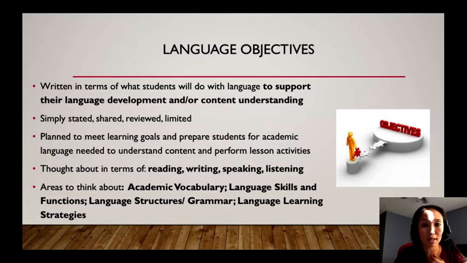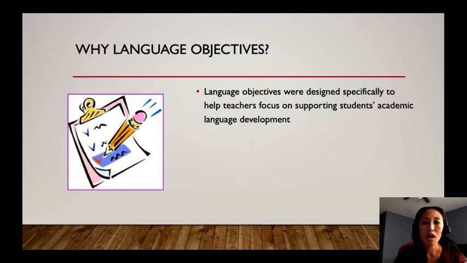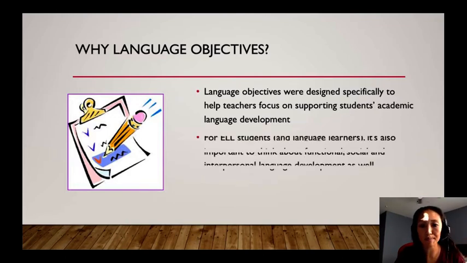academic language forms. Why are language objectives even important to consider? I know that you've probably covered content objectives in your various other courses, but why would we consider language objectives? Well, language objectives were designed specifically to help teachers focus on supporting students' academic language development, particularly for their English language. It's really important for us to keep in mind what we're doing linguistically in order to support students' language development. So how can we give students opportunities for speaking and listening and writing and thinking in English, or in the target language if we're a world language teacher?